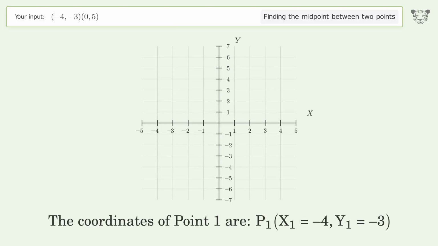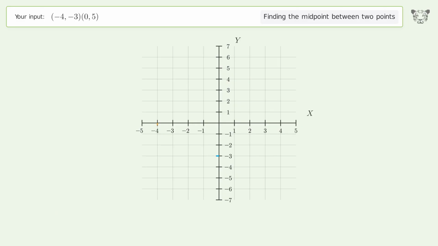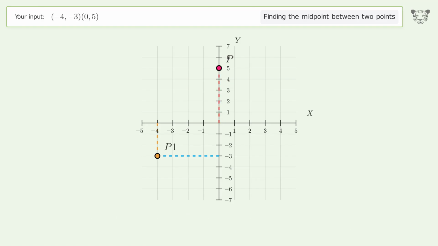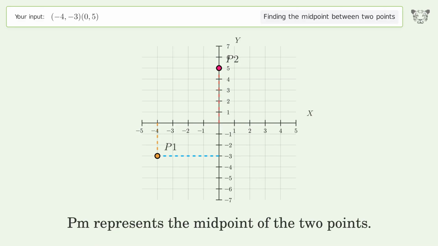The coordinates of point 1 are x1 equals -4, y1 equals -3. The coordinates of point 2 are x2 equals 0, y2 equals 5. PM represents the midpoint of the 2 points.